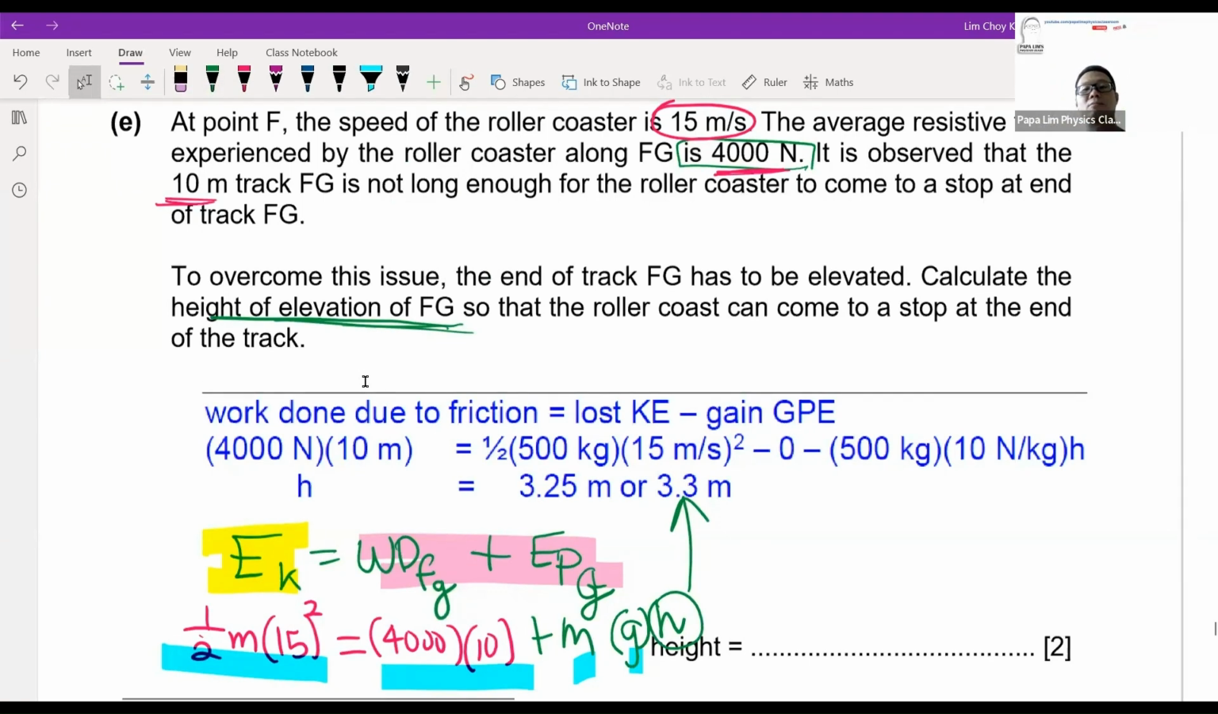Same thing as before: you can look at it in terms of loss and gain, or in terms of the total energy at the initial and the total energy at the final stage. Both are using the same concept, just different representation.